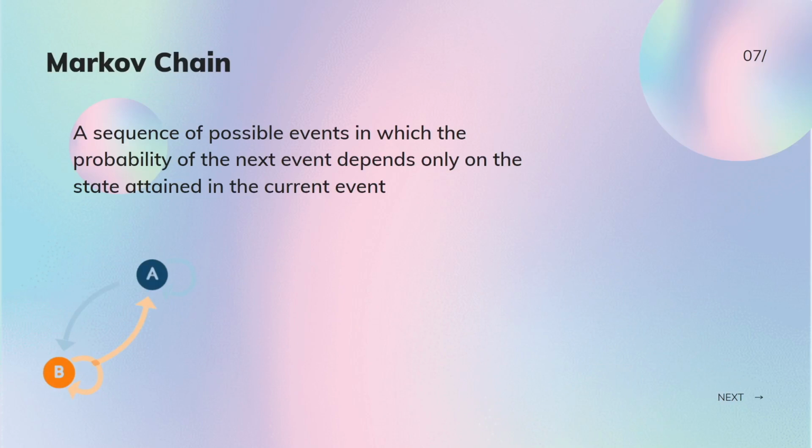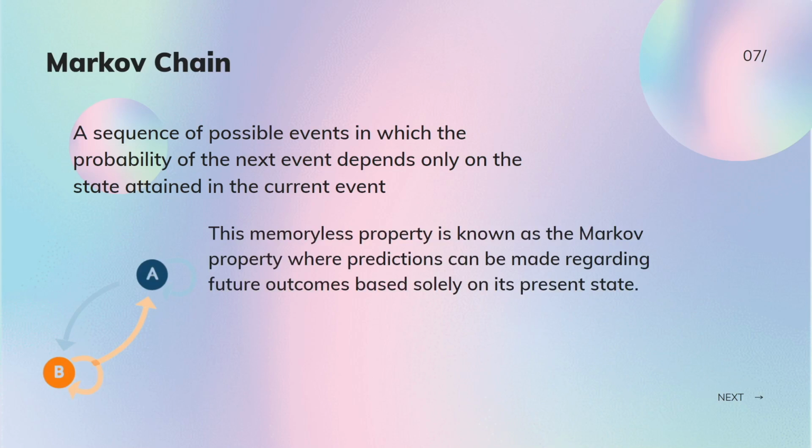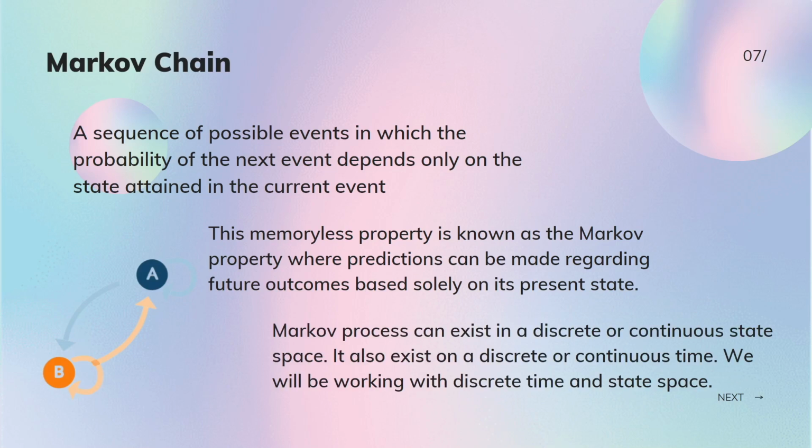So what is a Markov chain? A Markov chain is a sequence of possible events in which the probability of the next event depends only on the state attained in the current event. This memoryless property is known as the Markov property, where predictions can be made regarding future outcomes based solely on its present state. A Markov process can exist in a discrete or continuous state space. Additionally, it can also exist in discrete or continuous time. For our presentation, we will be working with discrete time and state space.